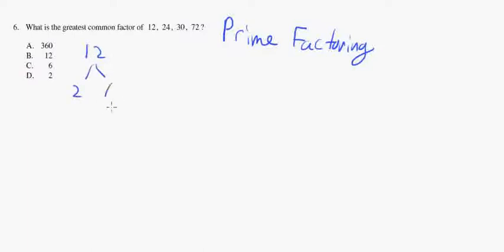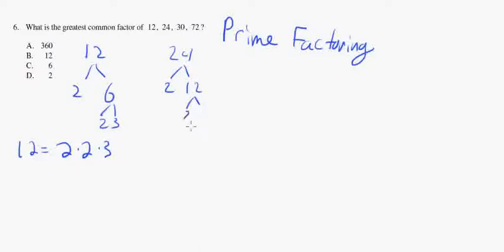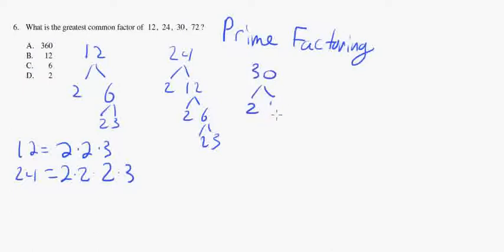12 will be 2 and 6, 2 and 3. So 12 is really 2 times 2 times 3. 24 will prime factor as 2 and 12, 2 and 6, 2 and 3. So 24 will be 2 times 2 times 2 times 3. 30 will prime factor as 2 and 15, and then this will prime factor as just 3 and 5. 30 equals 2 times 3 times 5.